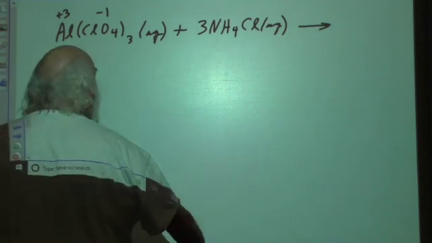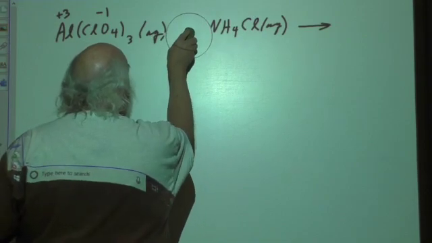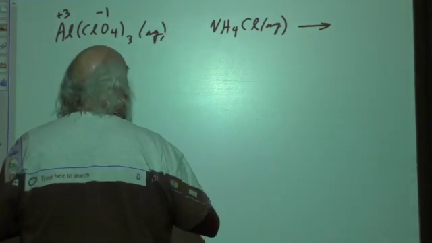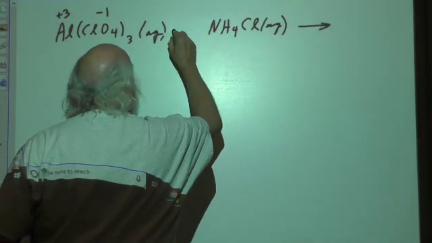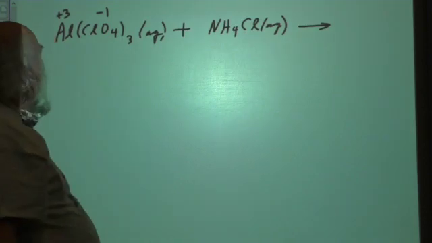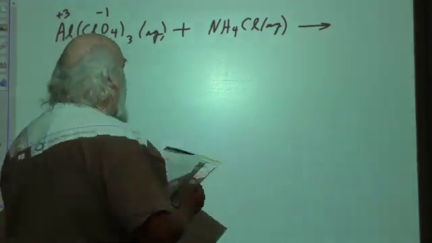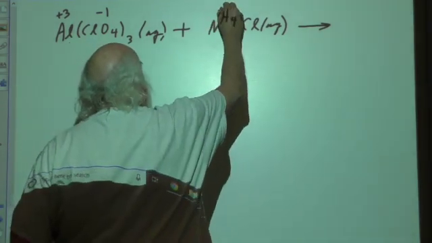I don't know why I have that 3 there. I guess I was anticipating what was about to happen. Let's get rid of that. Put the N back in there. Okay, so NH4 is a polyatomic ion on this chart of positive 1.